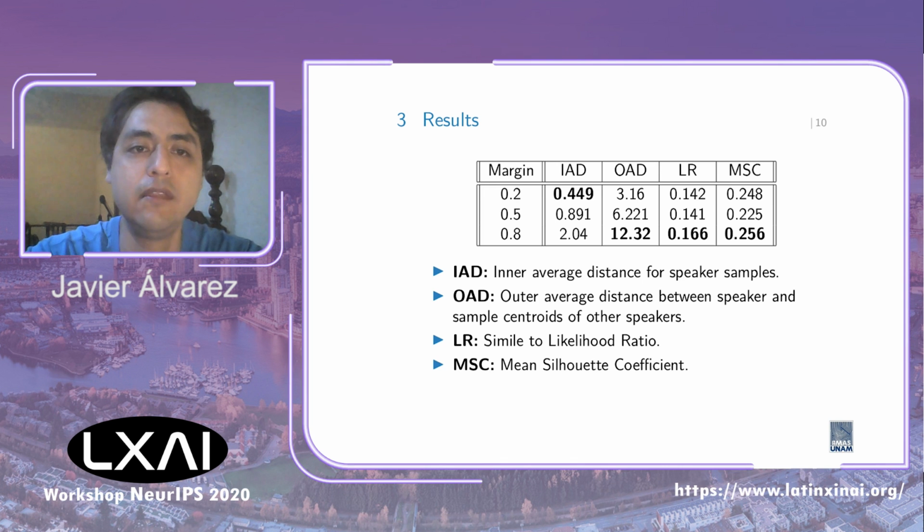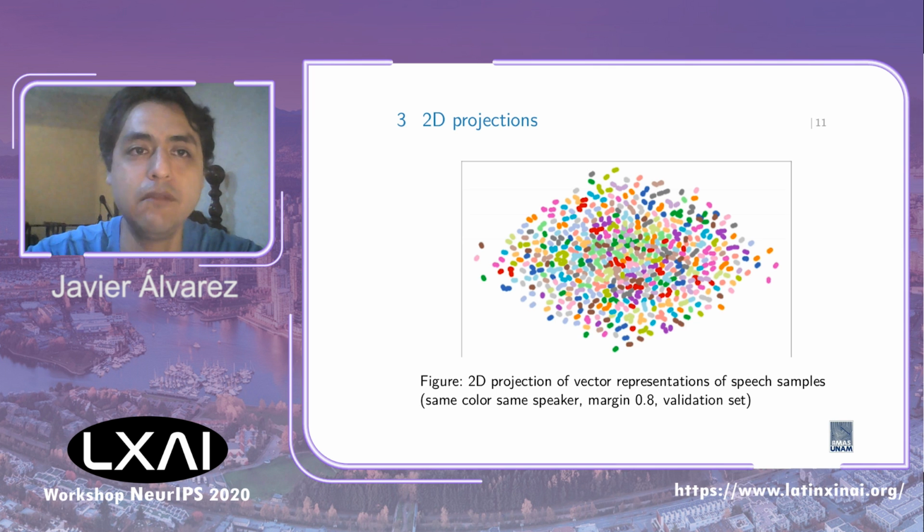So we decided to take the 0.8 and we did this 2D projection. In this projection, every color represents a different speaker, and as we can see, it is fairly easy to identify different speakers. However, especially in the center, there is still some overlap among speakers. So we have to improve our model a little bit more.